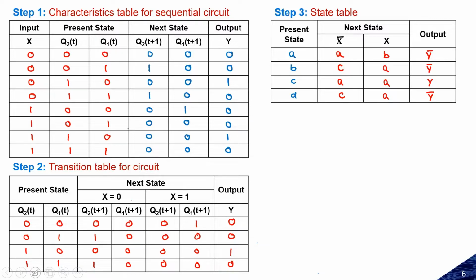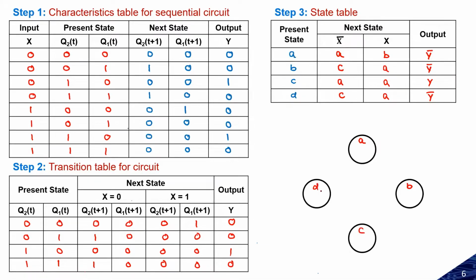So by seeing these things, we got to know this one. Now let us try to draw the state diagram, how we can have a state diagram. So I just told you, we can have four present states. Let us assume the first present state is A. Next, the present state is B. Third present state is C. And the fourth present state is D.